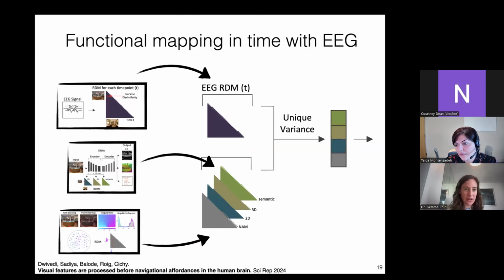So as I said, we compute the RDM for each time point in the EEG signal, so windows of 10 milliseconds. So we have one RDM per 10 milliseconds. Then we have the RDMs for the DNN models that we combine. We have the 2D, the 3D, the semantic functions, and then also the navigational affordance model. And with this, what we do is we compute the unique variance.